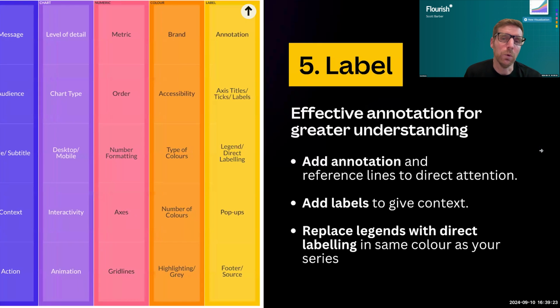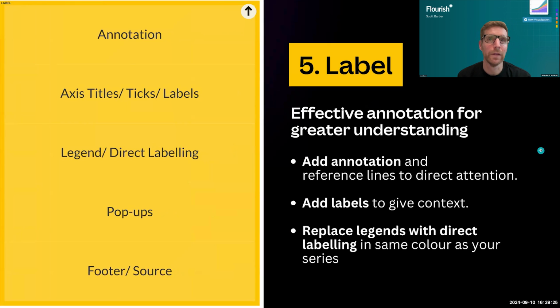Okay, so we're on to that final one of 5. This is all about labeling. So text obviously is really important. We often think about data visualization as just being about patterns and so on, but the text is really important. So we can think about annotations, titles we've talked about a little bit, but also how we label the axes and so on. Direct labeling of series, so making sure we aren't asking people to do too much work, going back and forth with their eye to a legend, and then how we use pop-ups and footers.